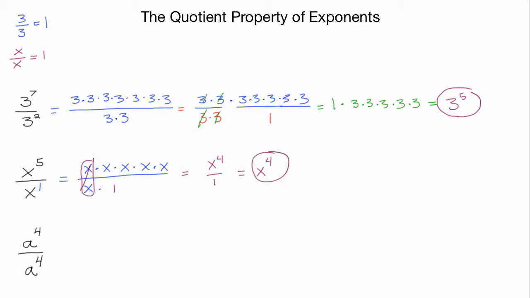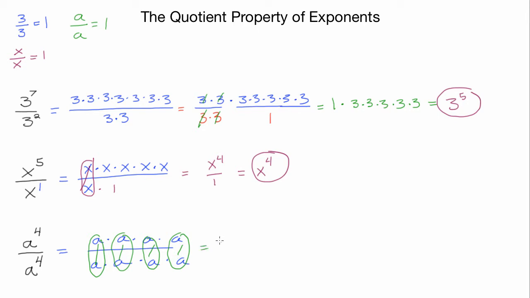All right, one more. Let's see what we've got going on here with the a's. I have 4 a's on top, a times a times a times a. And on the bottom, 4 more a's. Well, just like all the other ones, any number divided by itself equals 1. So anywhere where I have an a divided by an a is 1 times another 1 times another 1 times another 1. So really I can think of that as just 1 times 1 times 1 times 1, which is just 1.